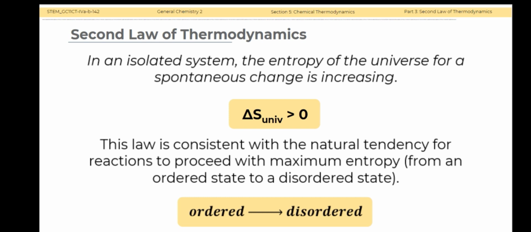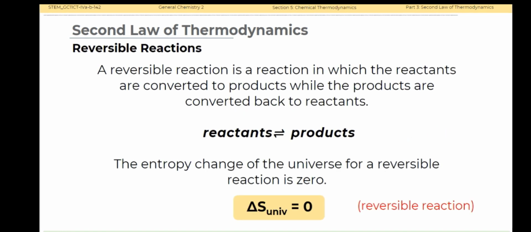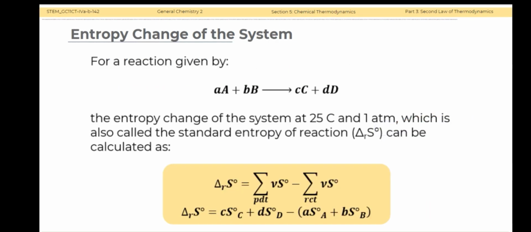to a disordered state. A reversible reaction is a reaction in which the reactants are converted to products while the products are converted back to reactants. The entropy change of the universe for a reversible reaction is zero.